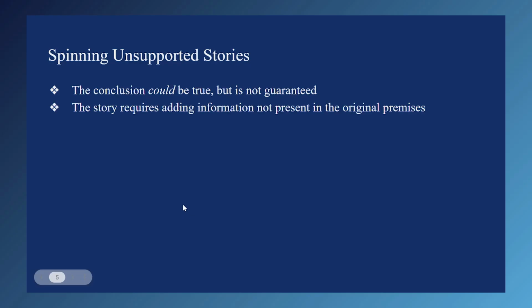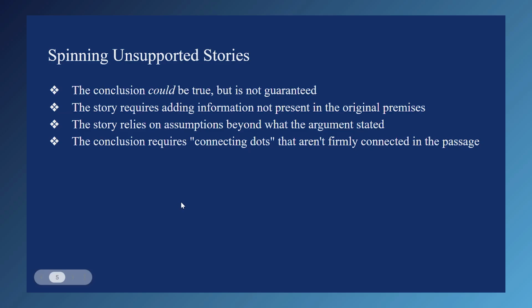The story requires adding information not present in the original premises, such as assumptions. The story relies on assumptions beyond what the argument stated, and the conclusion requires connecting dots that aren't firmly connected in the passage. Inferences are very precise thinking. The more you practice identifying tight logical connections, the easier it will be to spot and avoid tempting but wrong answers that require you spinning a story to justify them.